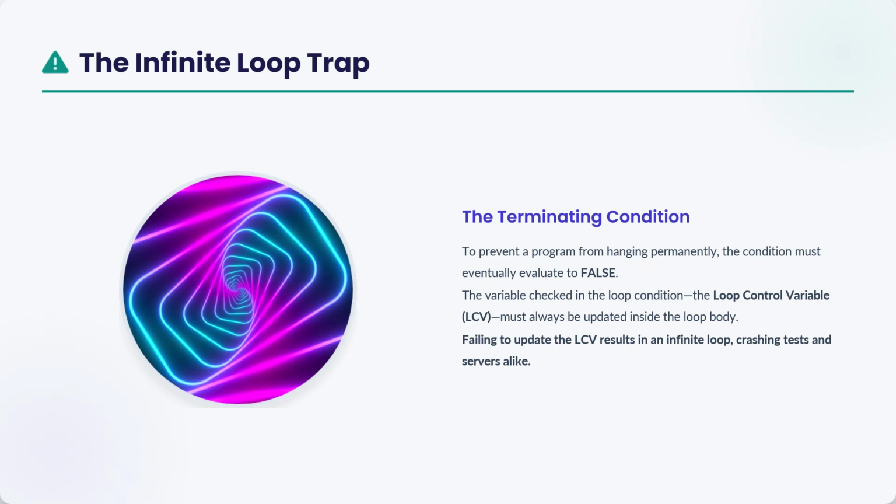So in order to prevent a program from hanging permanently, the condition must eventually evaluate to false. The variable checked in the loop condition, the loop control variable, must always be updated inside the loop body. Failing to update the LCV results in an infinite loop.